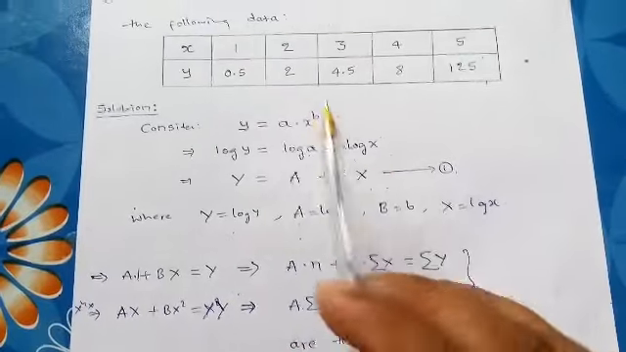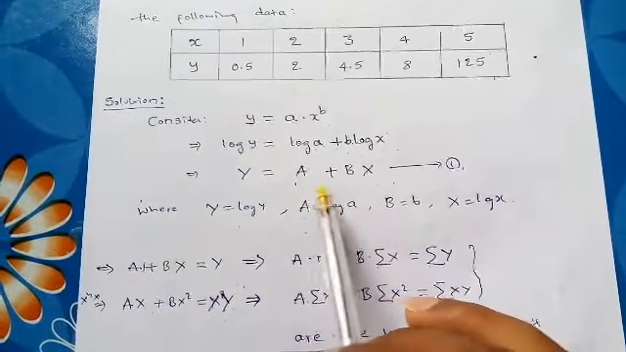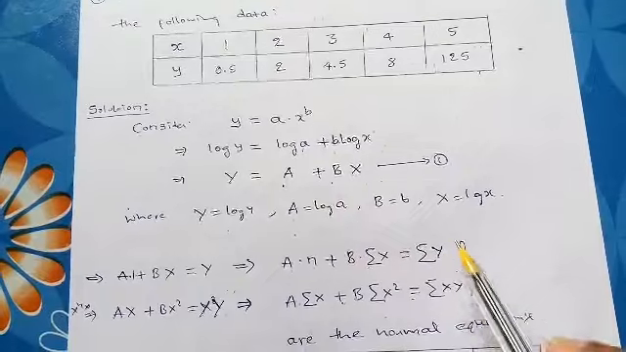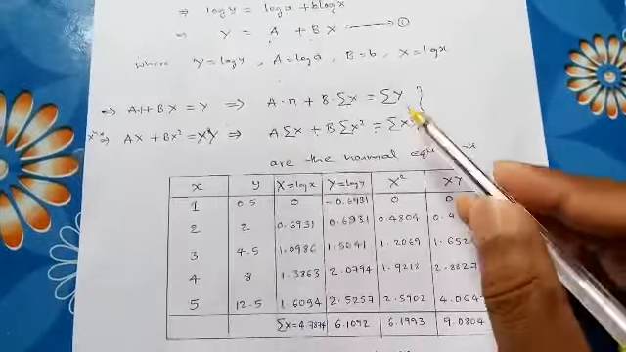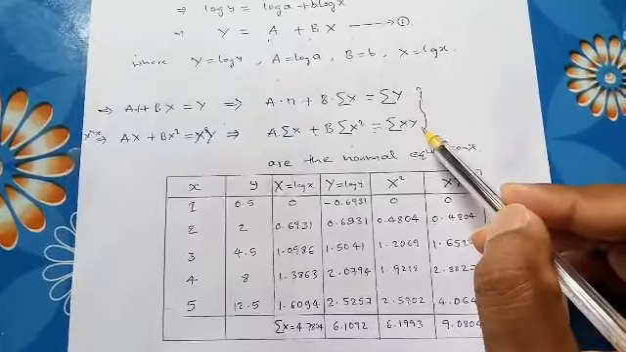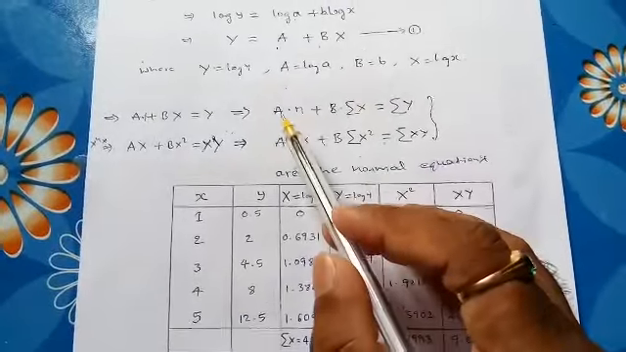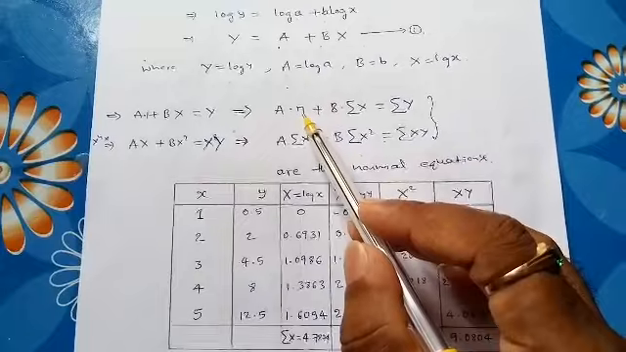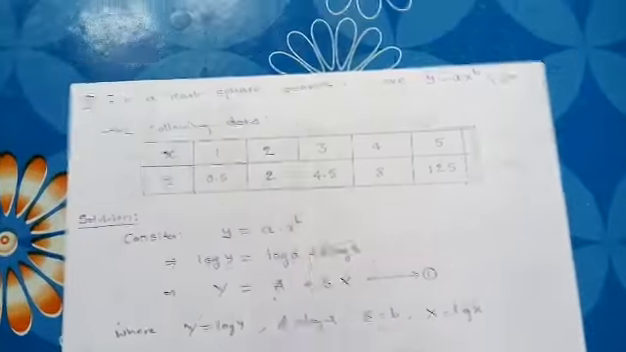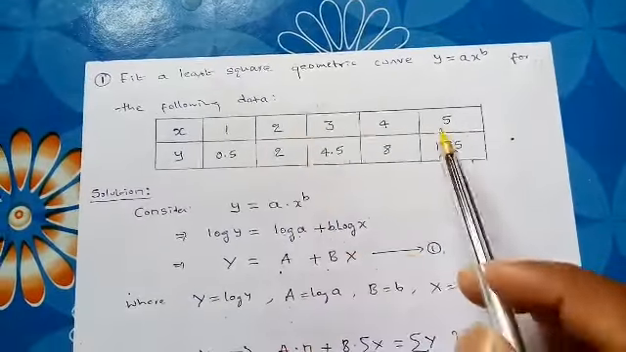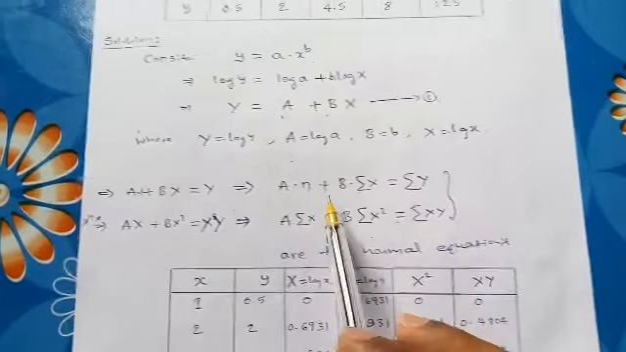Because observe here, there are only two unknown constants. Therefore, we have to derive only two normal equations. To obtain these two normal equations, there are some coefficients. Here is n. N means number of values. The number of values available in the table is 5. So n takes the value 5.